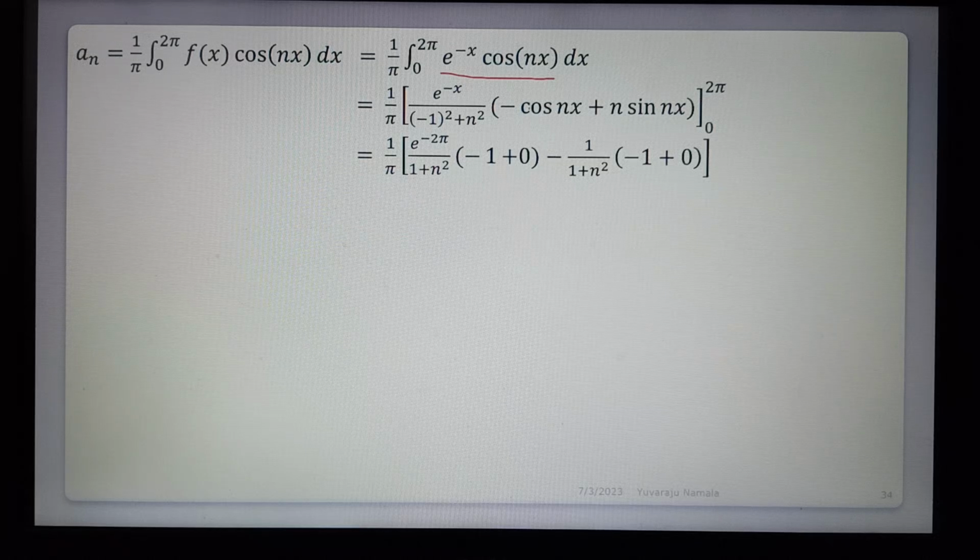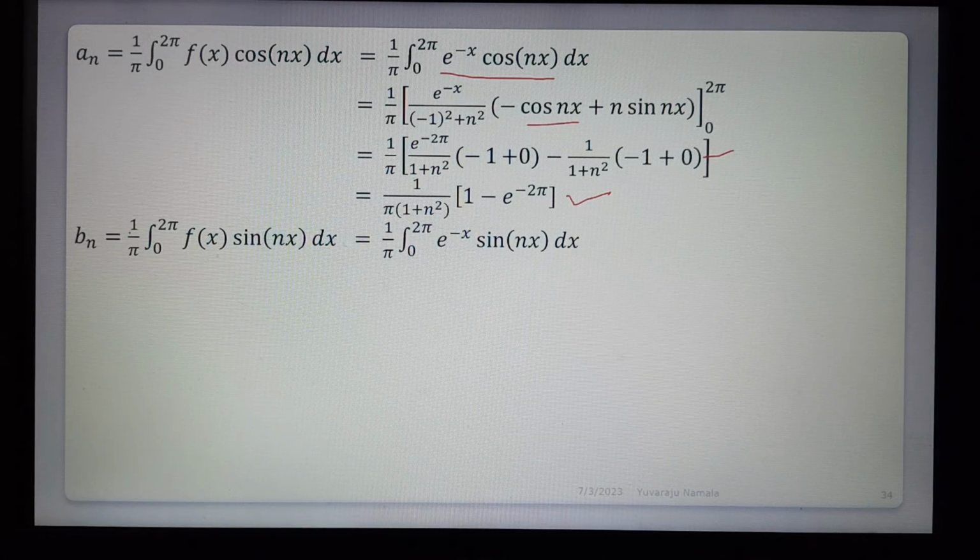Substituting the upper limit 2 pi: e power minus 2 pi by 1 plus n square into cos 2n pi, which is 1, and minus 1, sin 2n pi, which is 0. Next the lower limit 0: what comes is e power 0, that is 1 by 1 plus n square, cos 0 is 1, minus 1, plus sin 0, that is 0. So here taking 1 by 1 plus n square common, 1 by pi into 1 plus n square into 1 minus e power minus 2 pi. This is the an value.